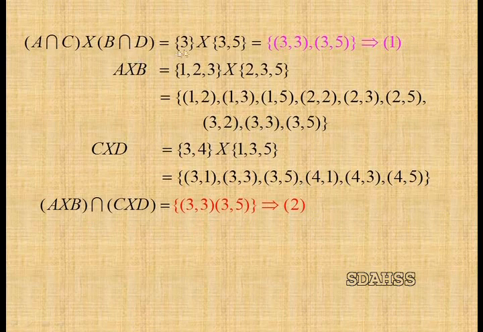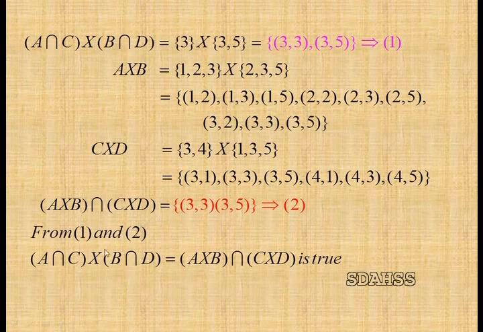Now you compare the LHS and the RHS answer. Compare the first equation and the second equation. Both the answers are equal. So from 1 and 2 we get (A intersection C) cross (B intersection D) is equal to (A cross B) intersection (C cross D) is true.